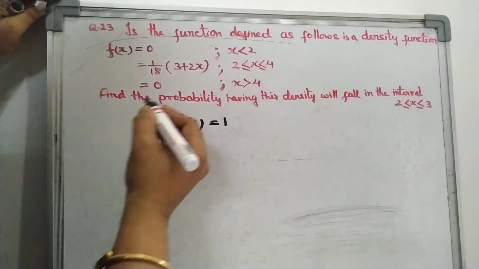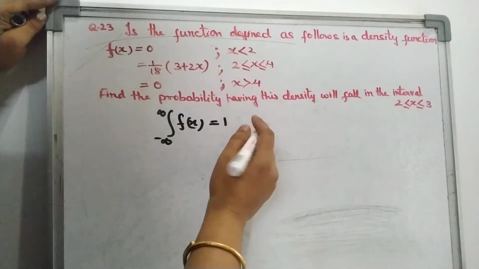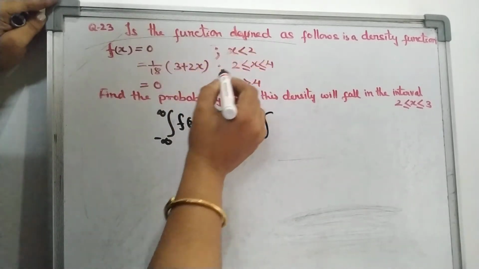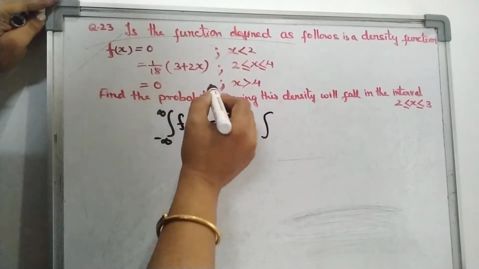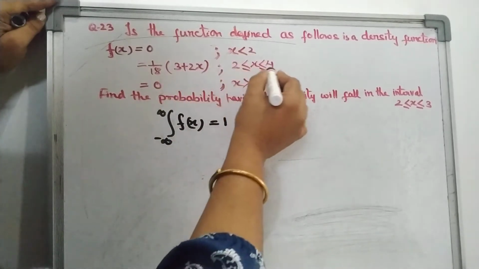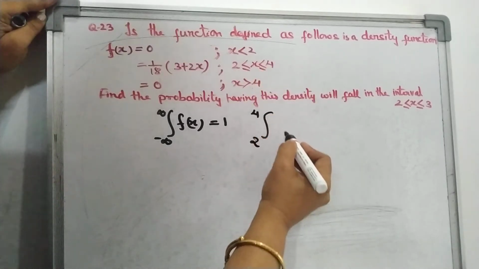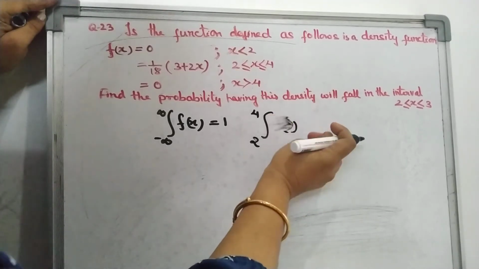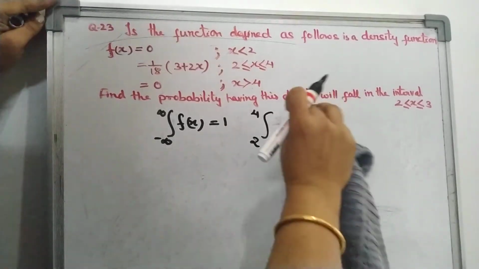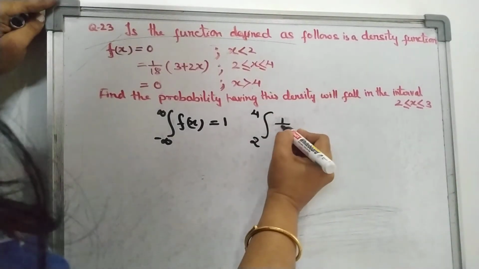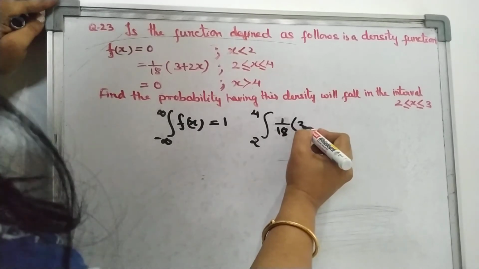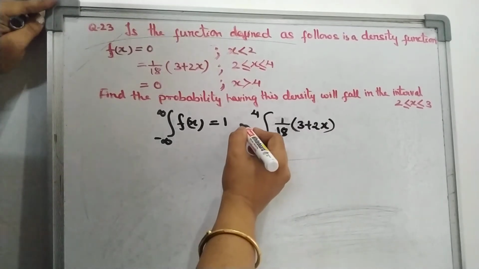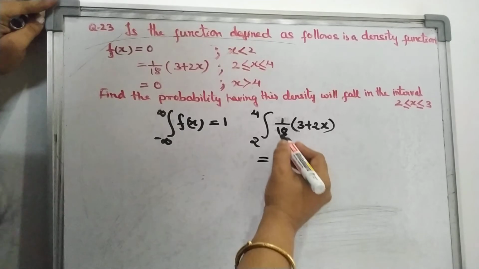So here, in the integration of the function, it is 0 for x less than 2, and here also it is 0 for x greater than 4. So the function matters only from 2 to 4. So we are trying to find the integral from 2 to 4 of f(x) dx, where f(x) on 2 to 4 is (1/18)(3 + 2x). So we try to integrate this.